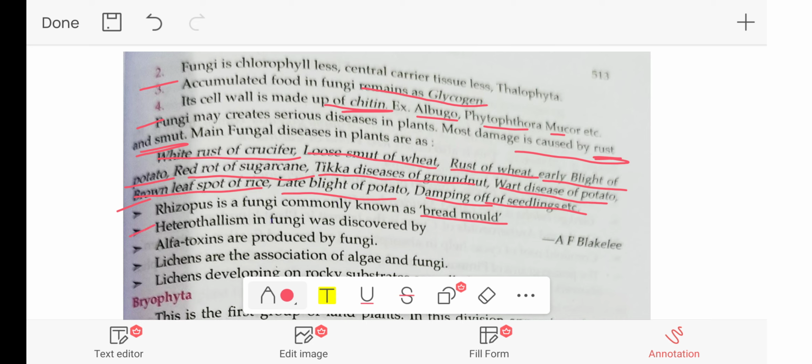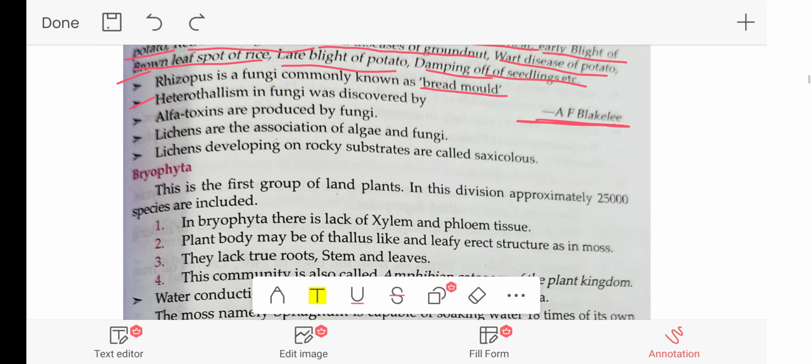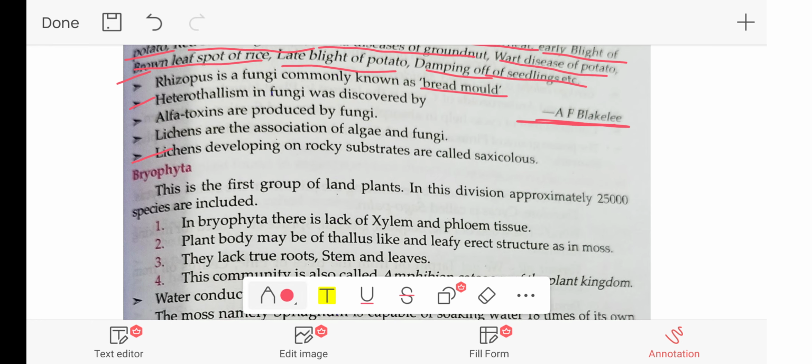Heterothallism in fungi was discovered by A. F. Blakeslee. Aflatoxins are produced by fungi. Lichens are the association of algae and fungi. Lichens developing on rocky substrates are called saxicolous.